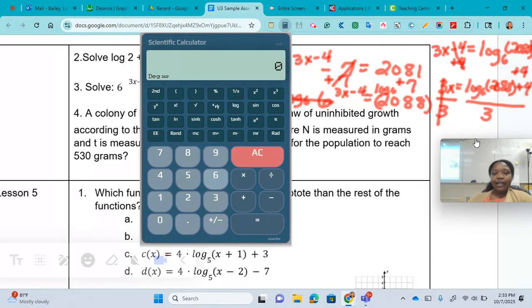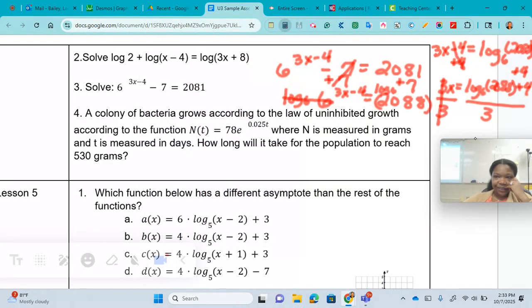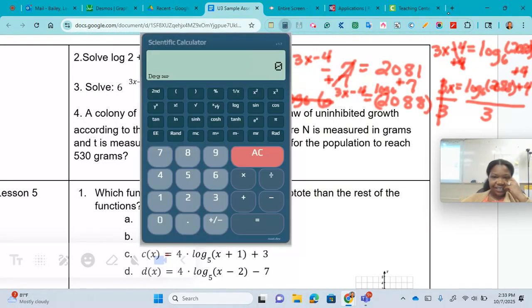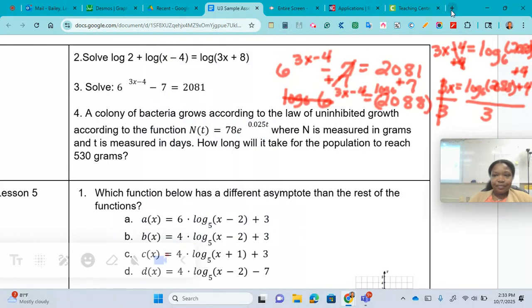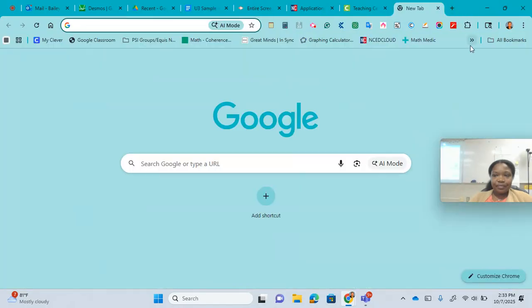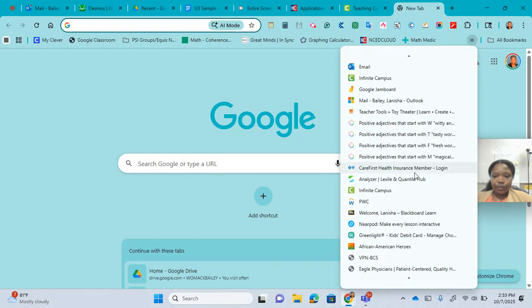So I'm going to pull out my other calculator because I need the log with the base on there. TI-84.